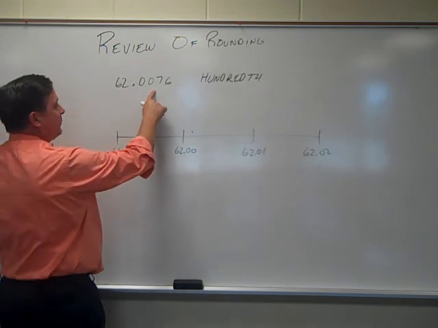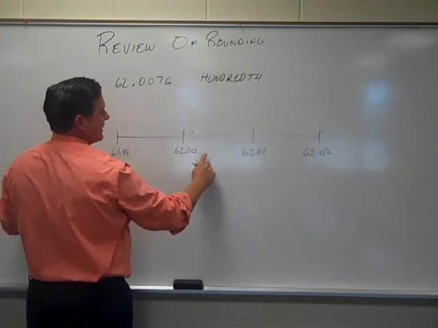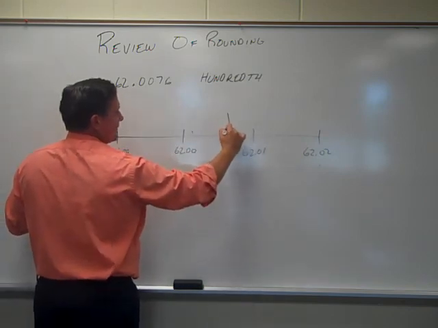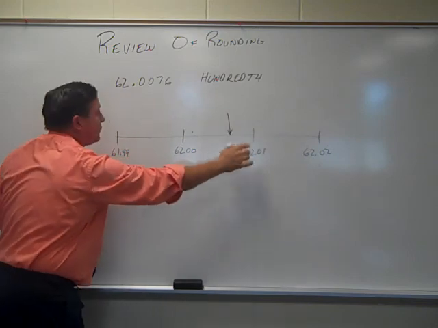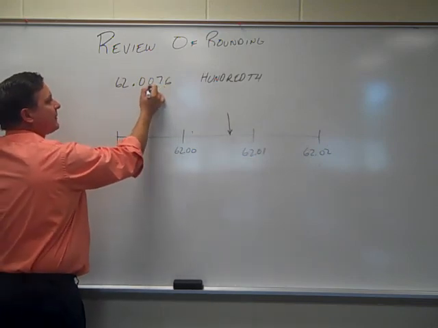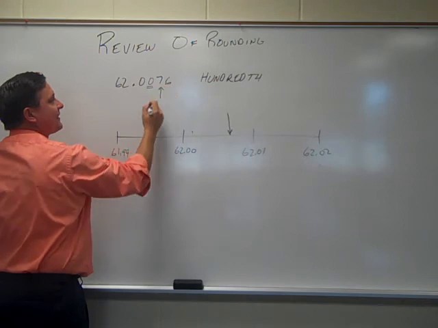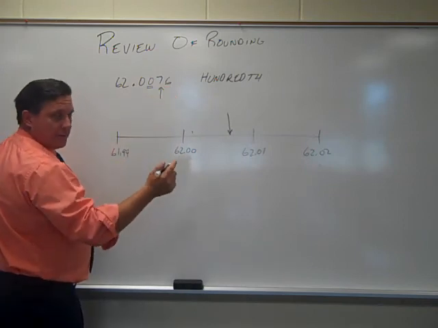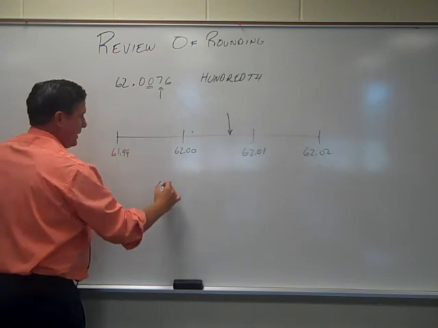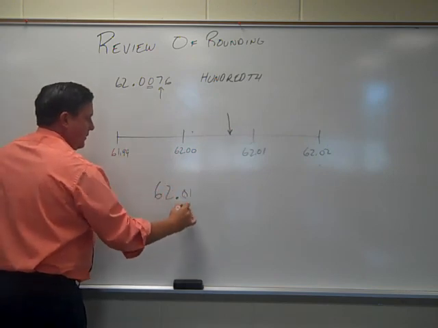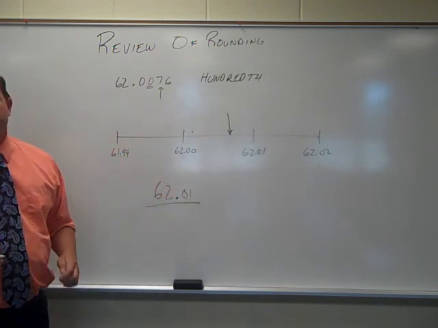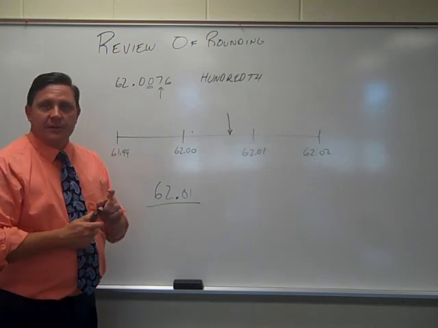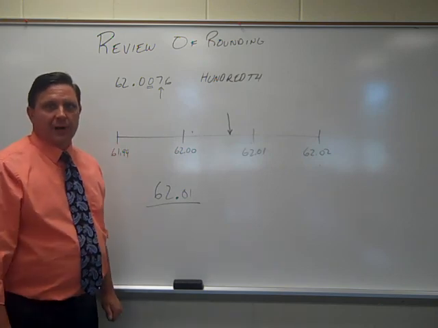So 62.0076. 0076 is over here. So it's closer to 62.1. And again, the method of saying here's the hundredth, we look at this. That's greater than 5, or 5 or greater. And then that means that turns into a 1. All right, we're going to practice some of these, and again, often on quizzes we have these problems.